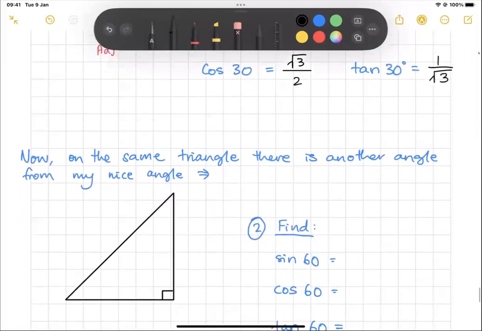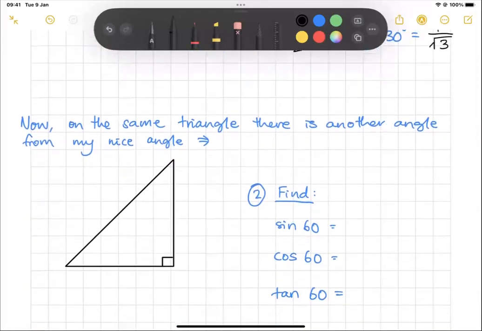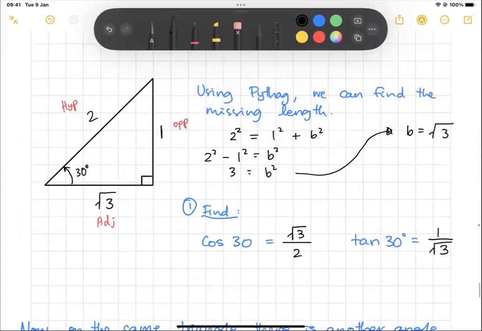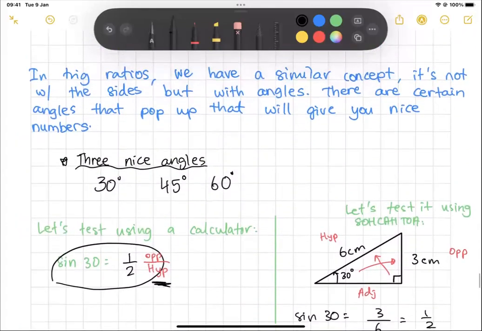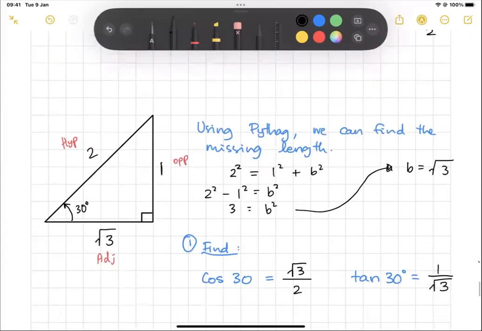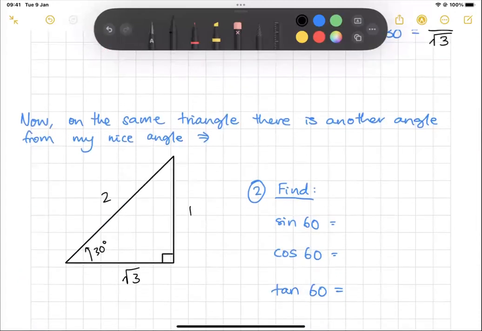Okay, now on the exact same triangle, if I were to draw it again, 30 degrees, this is 2, this is 1, and this is the square root of 3. There is actually another angle in my nice triangle. If I scroll back up, I have used 30 degrees. My other hidden angle, at the top right here, is actually 60, which is one of my nice angles. How did I get 60?